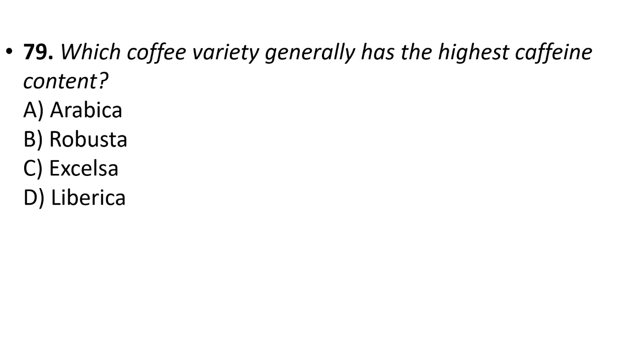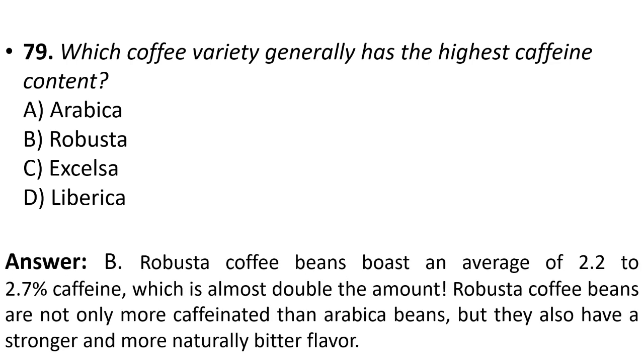79. Which coffee variety generally has the highest caffeine content? Arabica, Robusta, Excelsa, Liberica. Your answer is option B. Robusta coffee beans boast an average of 2.2 to 2.7% caffeine, which is almost double the amount. Robusta coffee beans are not only more caffeinated than Arabica beans but also have a stronger and more naturally bitter flavor.